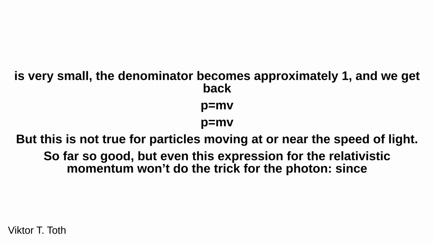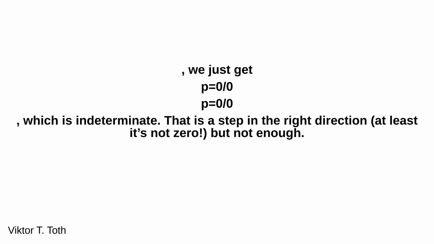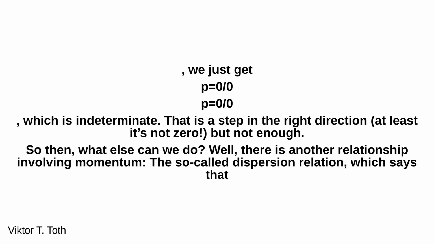So far so good, but even this expression for the relativistic momentum won't do the trick for the photon, since m equals 0, and v equals c, we just get p equals 0 over 0, which is indeterminate. That is a step in the right direction, at least it's not 0, but not enough. So then, what else can we do?